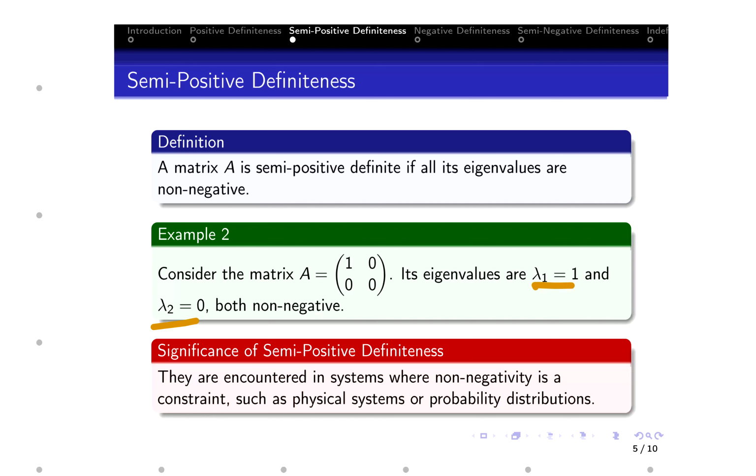So anytime you see the semi thing, that's actually telling you that one of the eigenvalues is zero, in whatever case, whether for semi-positive definiteness or semi-negative definiteness. So in this case, the eigenvalues are lambda equals 1 and lambda equals 0, and both are non-negative. Now, there's a difference between positive and non-negative, right? So positive is actually non-negative, but what you say non-negative here because you are including zero. So what's the significance of semi-positive definiteness, right? Semi-positive definiteness is encountered in systems where non-negativity is a constraint.